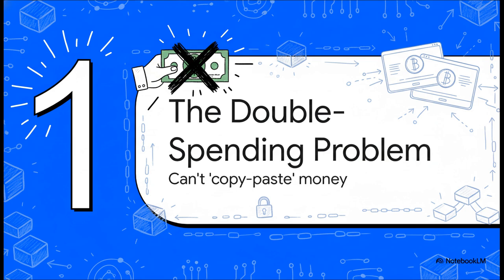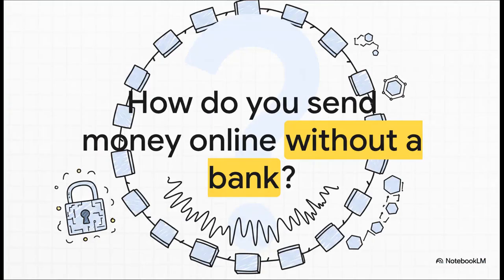The double spending problem. The reason you can't just copy-paste digital money. See, the biggest challenge with anything digital, unlike, say, a physical dollar bill, is that you can copy it perfectly. And for decades, that one simple fact was a total showstopper for creating a real person-to-person electronic cash system. So this is the core question, right? How in the world do you send money directly to someone online without a bank sitting in the middle?